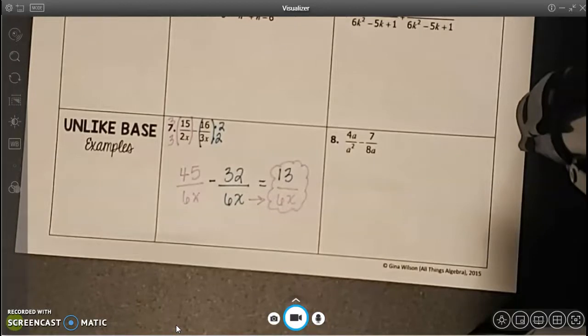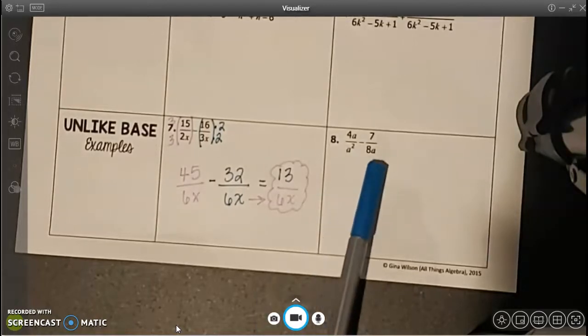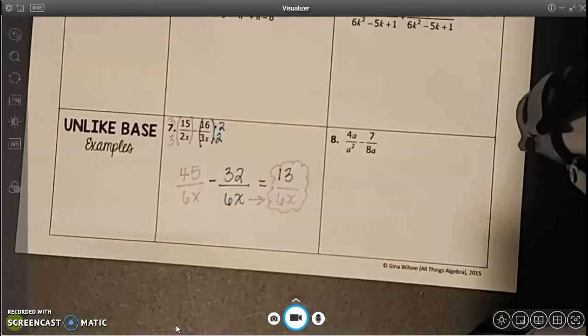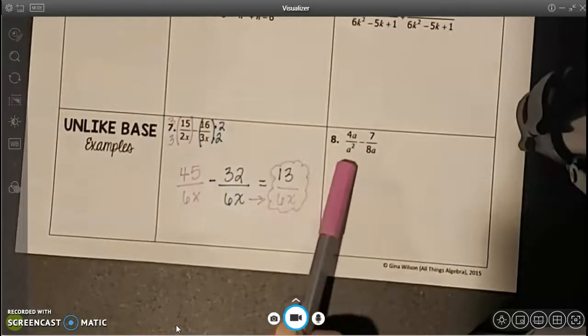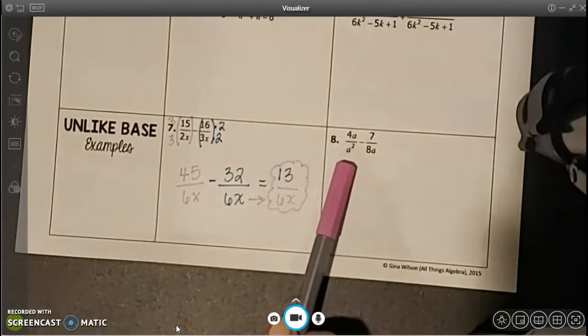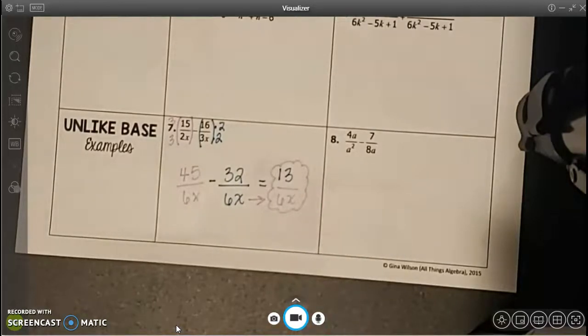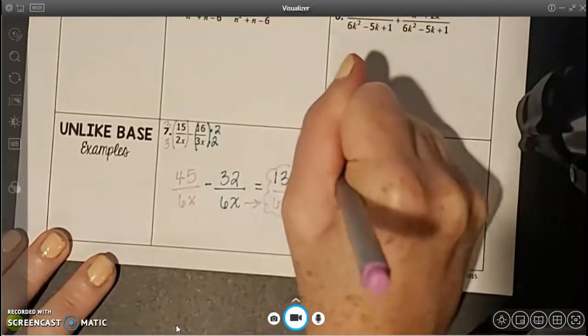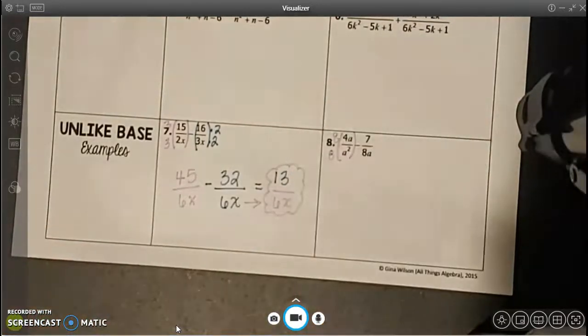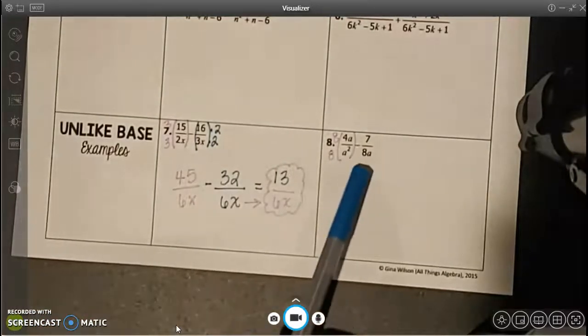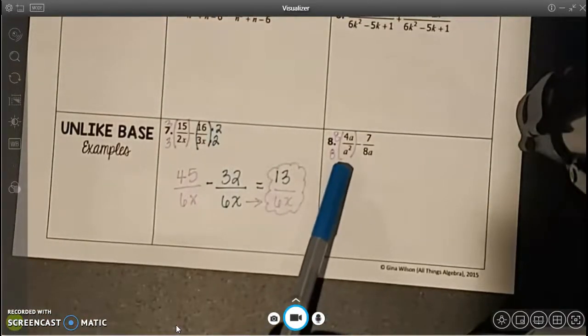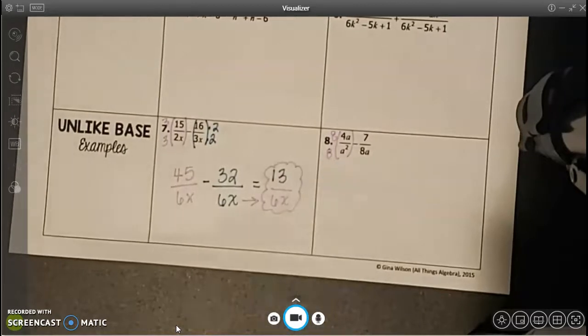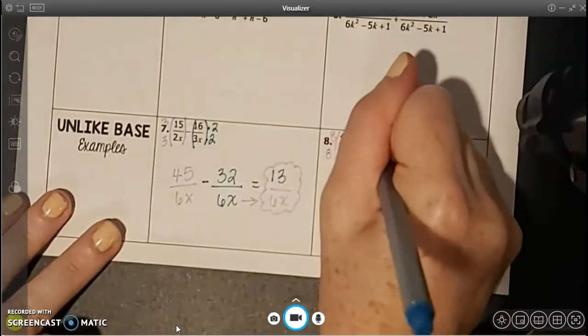Okay, notice in the denominators we have an a squared and an 8a. So we need to ask ourselves, what is this first denominator missing? It's missing a factor of 8. It has an a, so we're only missing 8. So I'm going to multiply both the top and the bottom by 8. And then here I have an 8a, and what is it missing from this side? One factor of a. This side has 1a, but we need it to be a squared, so we'll multiply it by a.